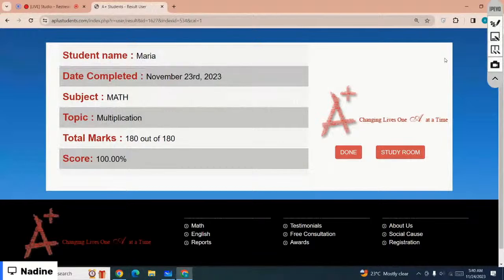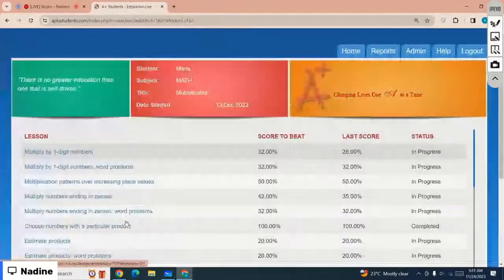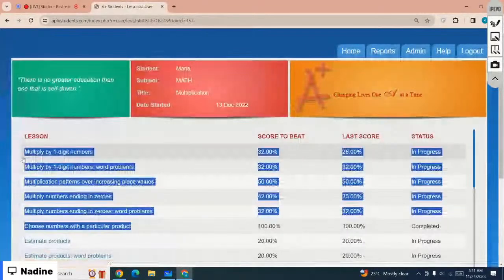Done with the lesson. So we were working on grade 5 math. The chapter we were working on is multiplication, and the lessons we have covered today are multiply one digit numbers, then multiply by one digit number word problems, which you have to do on your own, multiplication patterns over increasing place values, then we did multiply numbers ending in zeros, then multiply numbers ending in zeros word problems, which you have to do.